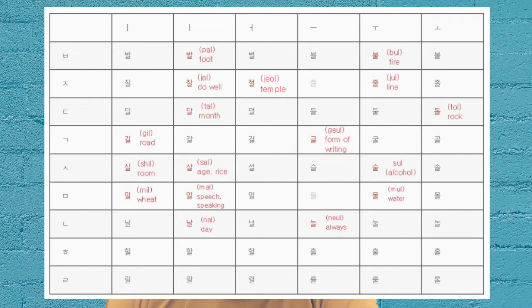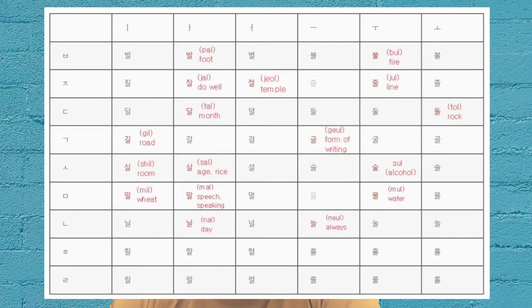And Pil, Tal is moon, or month. Sorry, month. And then Tol, Tool. Tol means rock. And Kil is road. So makita niyo yun sa mga Korean street. For example, Kil is road. And Kul, Tul is form of writing. Pero Hangeul.